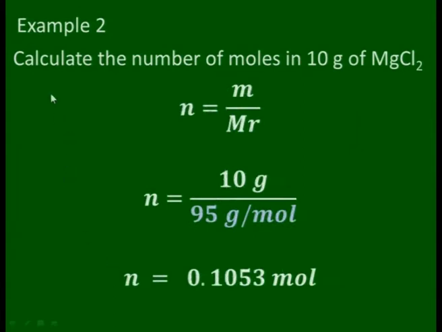Step 2 will then be to calculate the number of moles in 10 grams of magnesium chloride, which is asked in the question. The 10 grams you get from the question. The 95 grams per mole we just calculated in step 1, which brings you to 0.1053 moles.